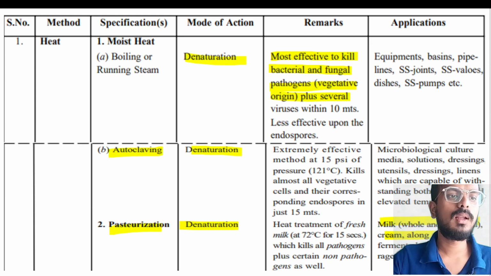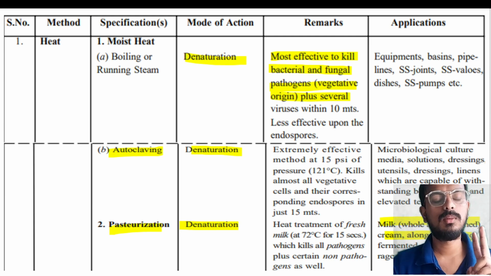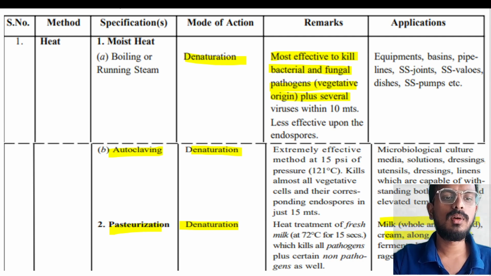There are two major methods for sterilization: one is the physical method and another is the chemical method. In the physical method, we discussed heat, filtration, and cold treatment. Let's summarize. If we talk about heat, there is moist heat. Moist heat is divided into two types, boiling or running, whose basic mechanism of action is denaturation of the protein present in the microorganism. This is the most effective way to kill bacteria or fungal pathogens.